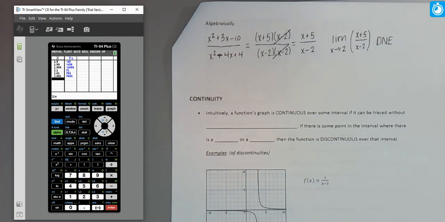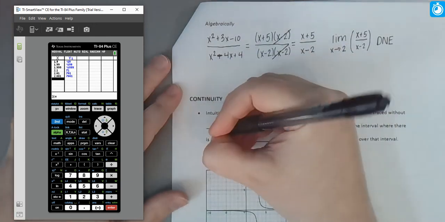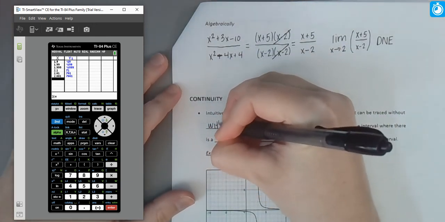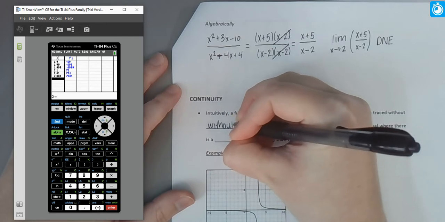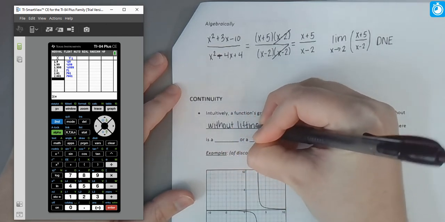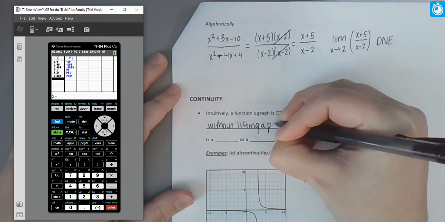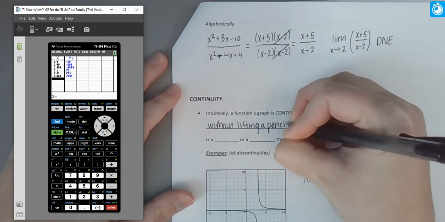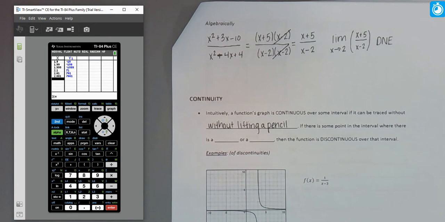So intuitively, a function's graph is continuous over an interval, specifically an interval of the domain, if it can be traced without lifting a pencil or whatever writing utensil you're using. So that's the intuitive idea of something being continuous. No holes, no breaks, nothing like that. If you could trace the whole graph without lifting your pencil, then it's a continuous graph.